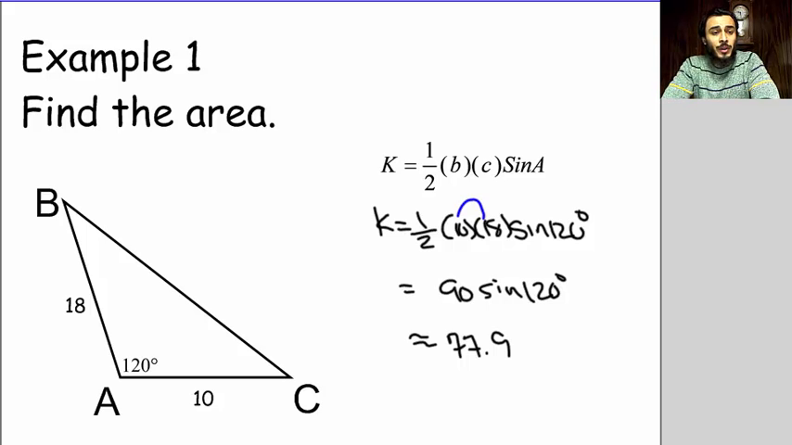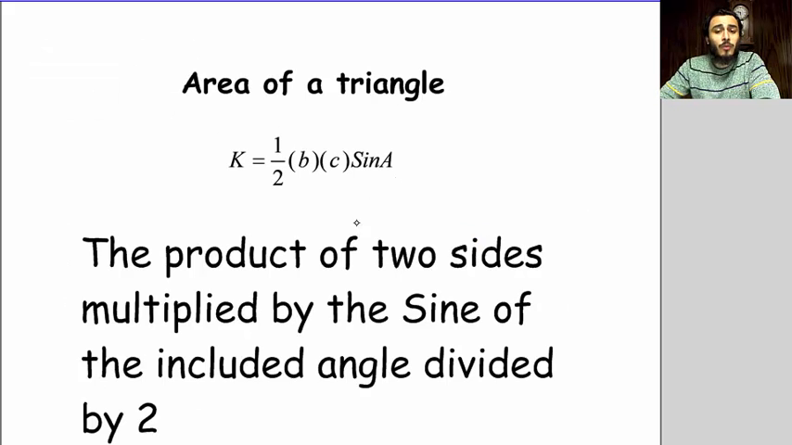All right, I hope this video helps with finding the area of a triangle using trig. We looked at the basic formula earlier on, but now you got this new formula to add into your arsenal of weapons that you can use to find the area of a triangle. Simply put, the formula states the product of the two sides multiplied by the sine of the included angle divided by 2 is the area of a triangle.